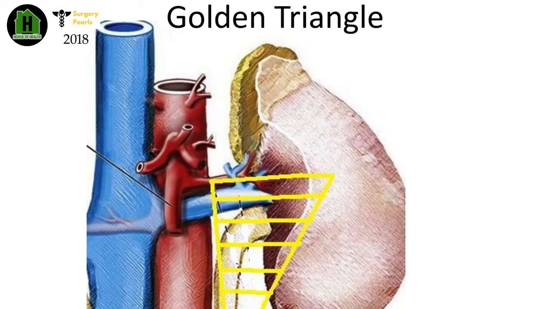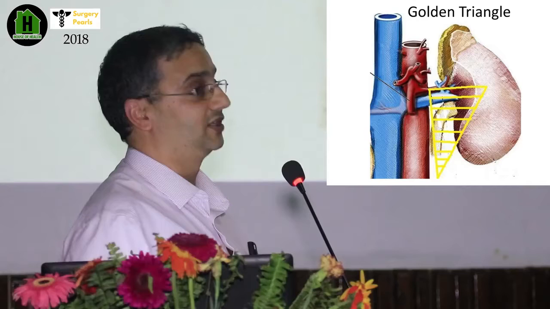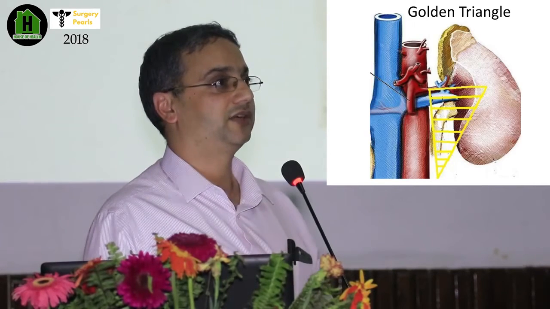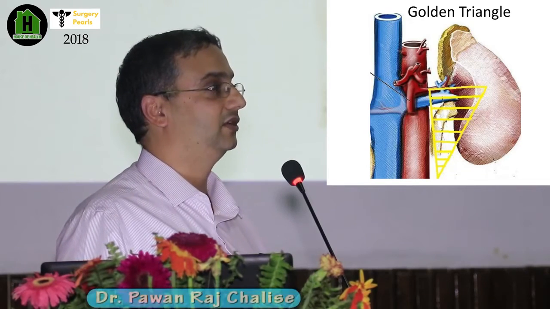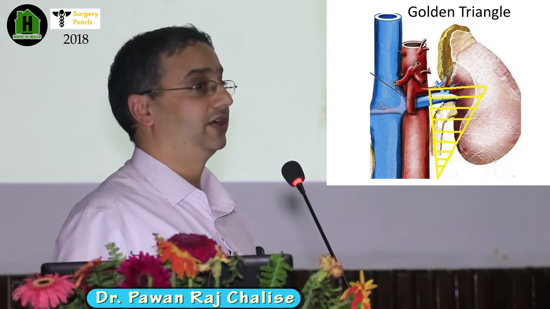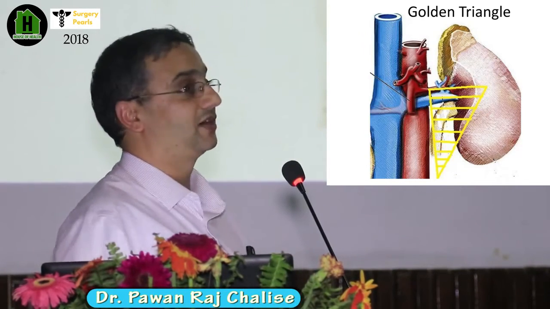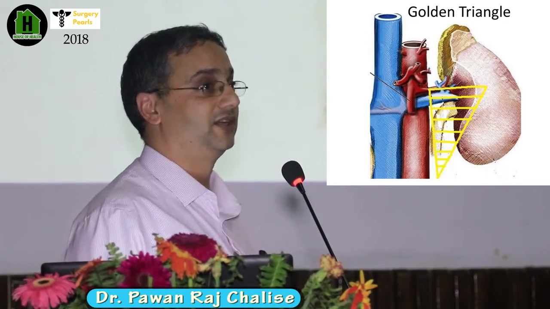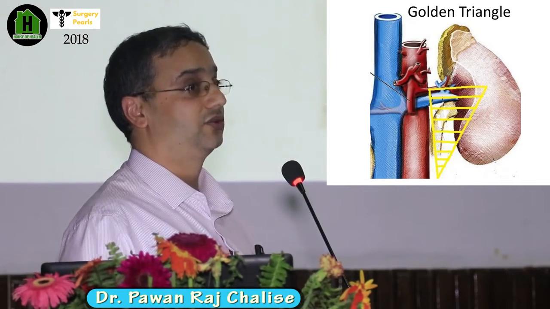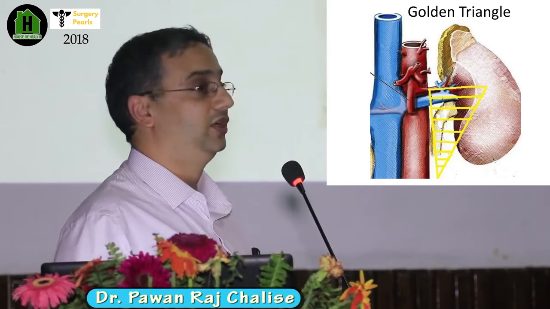One thing that I would like to highlight is that while we are doing the dissection, there is this triangle known as the golden triangle, which is very, very important. You should try to preserve this triangle. You should not divide the fat and make the ureter devascularized. As you know, the upper part of the ureter gets its blood supply from the kidney itself. So this part should not be dissected.